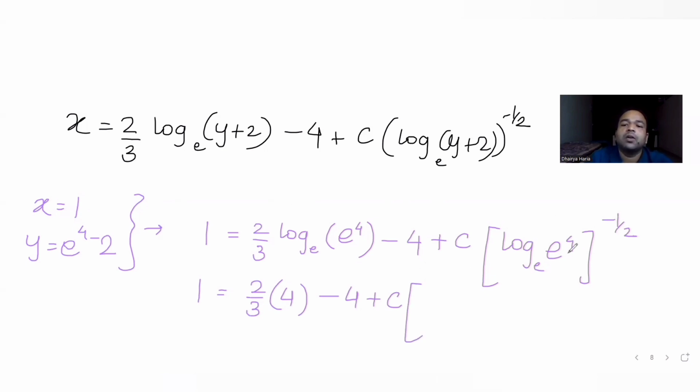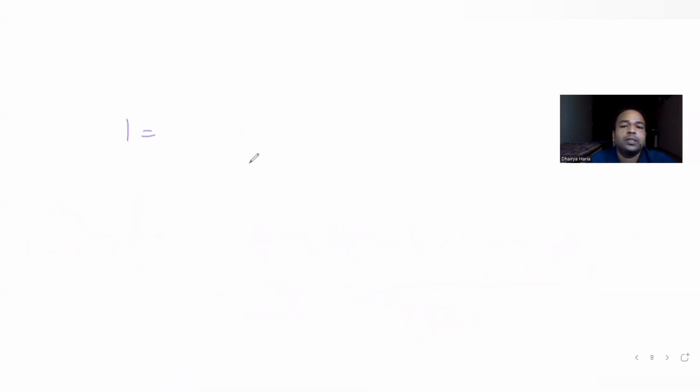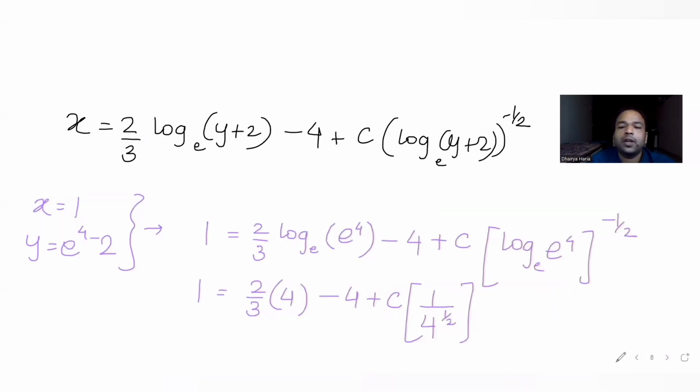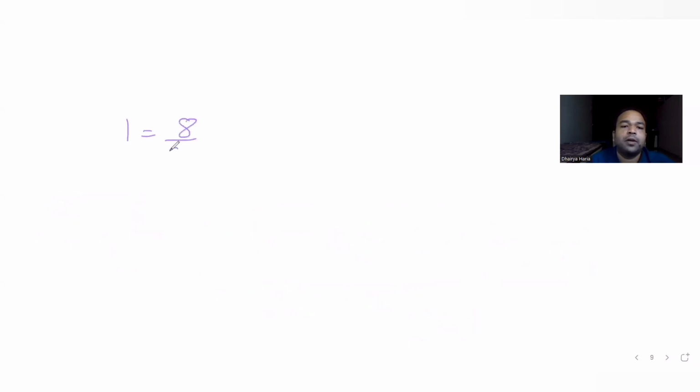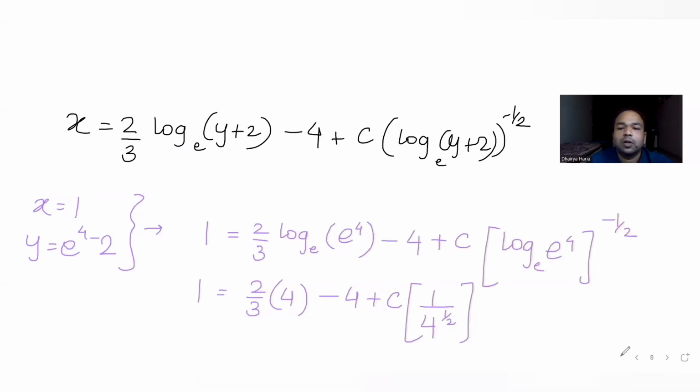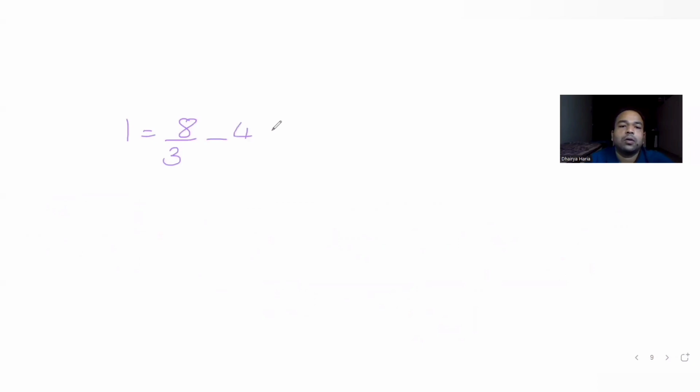Here you get 4 raised to minus half, that is 1 upon 4 raised to half, which is 1 upon 2. So you get the entire expression to become 1 is equal to 2 by 3 into 4, that is 8 by 3, minus 4 plus c upon square root of 4, that is 2.